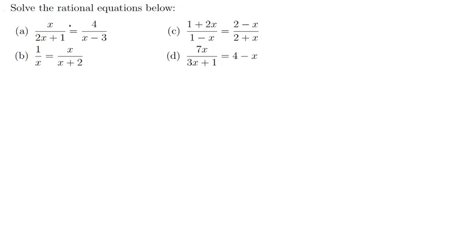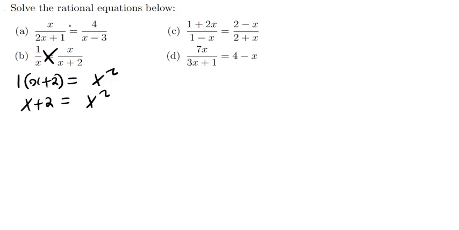1 over x is equal to x divided by x plus 2. Now at this point you can cross multiply. So if you cross multiply, you'll be able to find 1, open brackets, x plus 2, then x times x, that is x squared. So at this point it is just x plus 2 is equal to x squared, because 1 is not going to affect anything. Again, as long as you find x squared, there is x, and a number that doesn't have x, that is a quadratic equation.